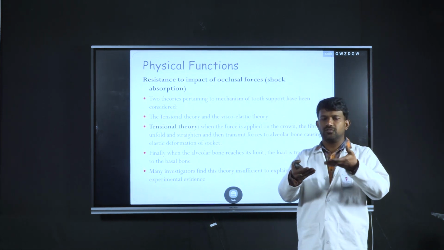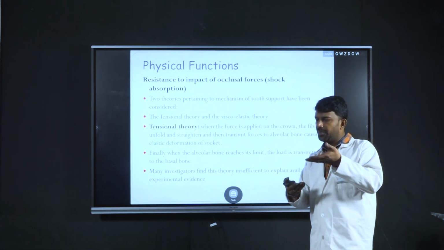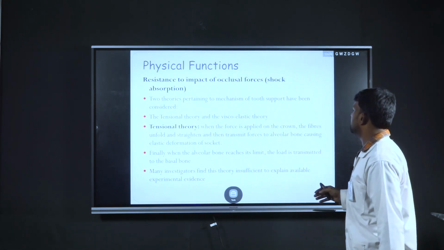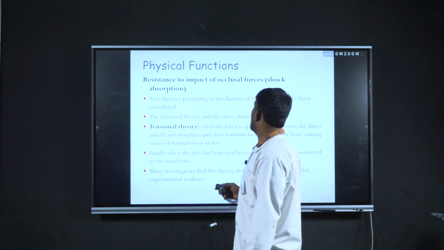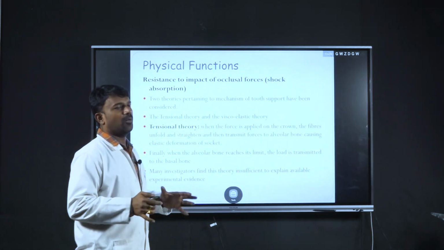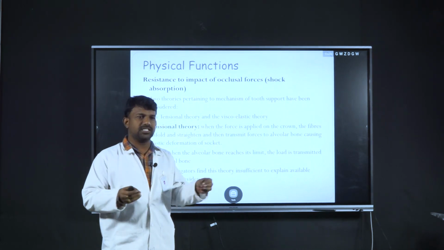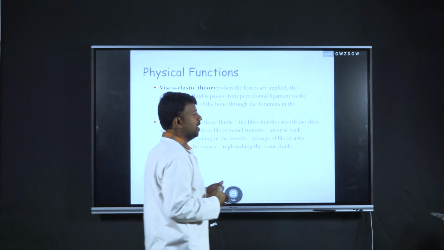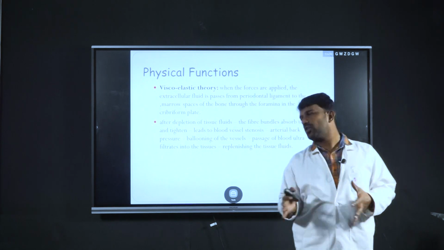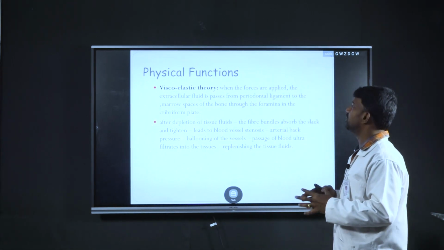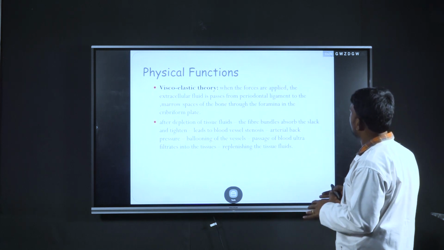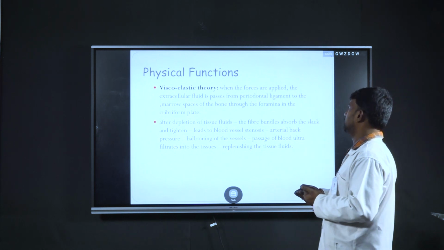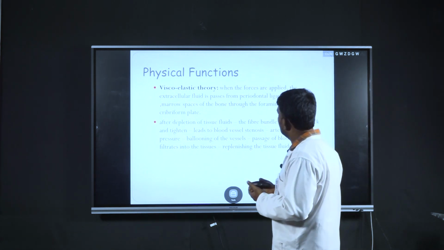So the sequence is like this: when the force is applied on the tooth, it transfers to the periodontal ligament, then it goes to the alveolar bone and to the basal bone. Many investigations find this theory insufficient to explain experimental evidence, because it is a normal assumption that periodontal ligament fibers extend and retract to the particular place. So it is explained more clearly with the viscoelastic theory, where the extracellular fluid comes into contact with the forces. When the forces are applied, the extracellular fluid passes from the periodontal ligament to the marrow spaces of the bone through foramina in the cribriform plate.